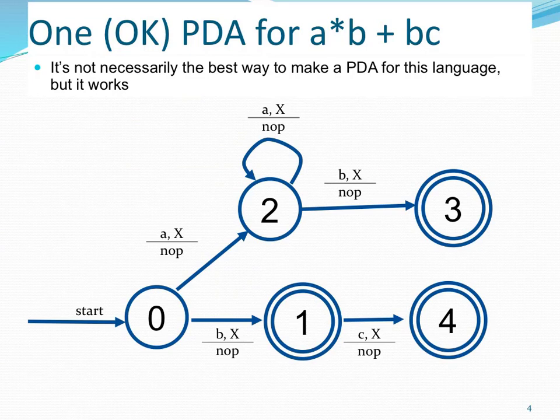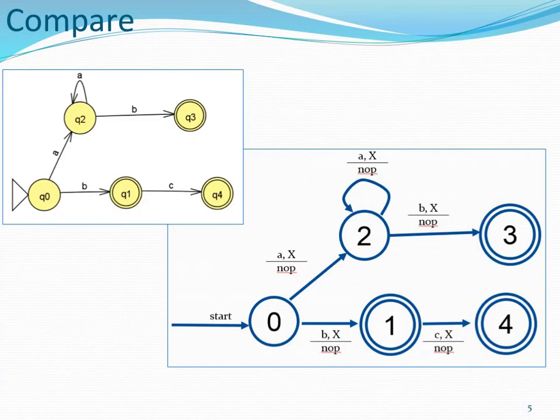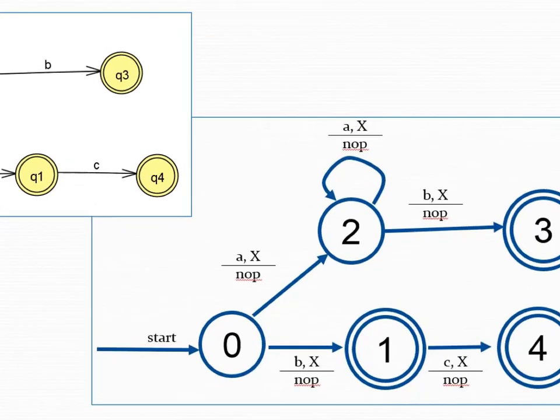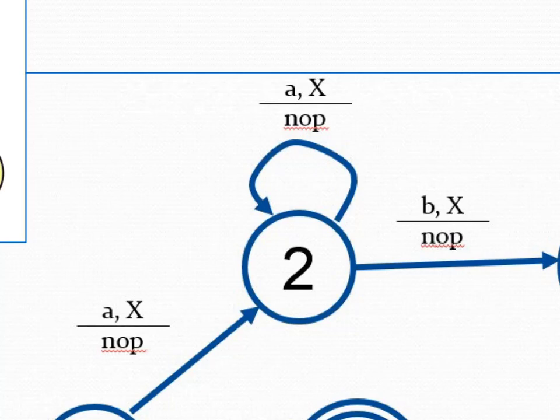So here's one PDA for A star B plus BC. Again, it's not necessarily the best PDA, but it's very similar to the NFA that I showed you, so I've picked this one. Now, if you look at the 2 of them side by side, what you'll see is that if we just look at the PDA for a minute, all of the instructions on the PDA have a letter that's in the string, and then a comma, and then all of them have X over no op.